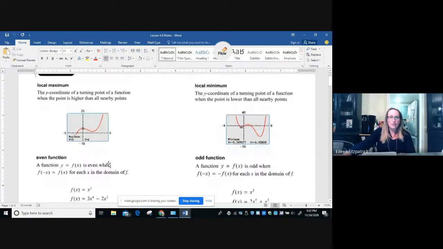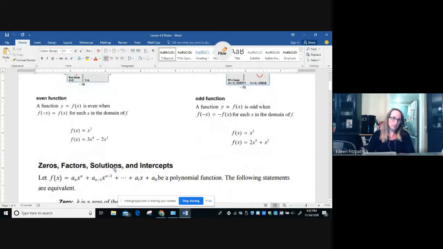All right. Then we have what we call even functions and odd functions. A function, y equals f of x, is even when f of negative x equals f of x for each x in the domain. So what does that mean? And you're going to see, because I'll do an example. If you replace all of the x's with a negative x, and you clean it up, simplify it, and it comes out looking like the original function, then it's an even function.